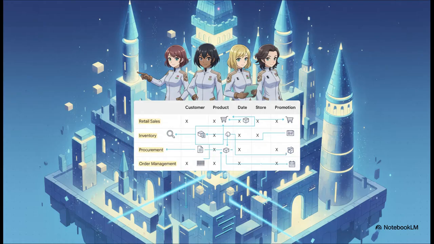Okay, so here's how you read our map. See the rows? Each one is a different business process, like retail sales or inventory. And the columns? Those are our shared common dimensions, things like product or customer. Wherever you see an X, that means that dimension is part of that process. This is what guarantees that the product dimension you use for sales is the exact same one used for inventory. This is how we start to build a truly unified kingdom.